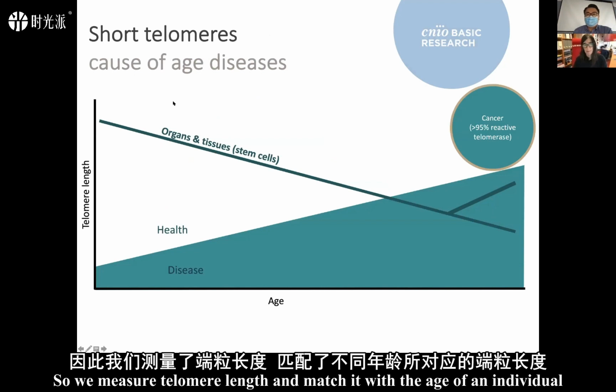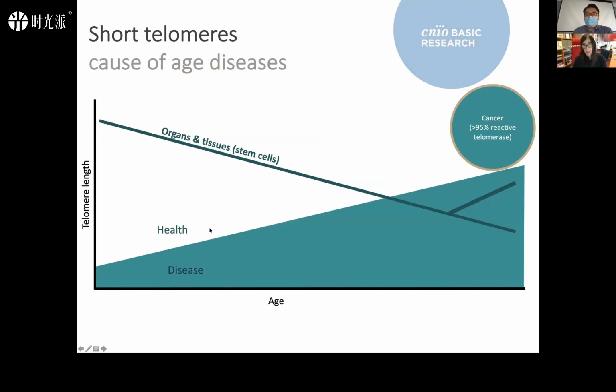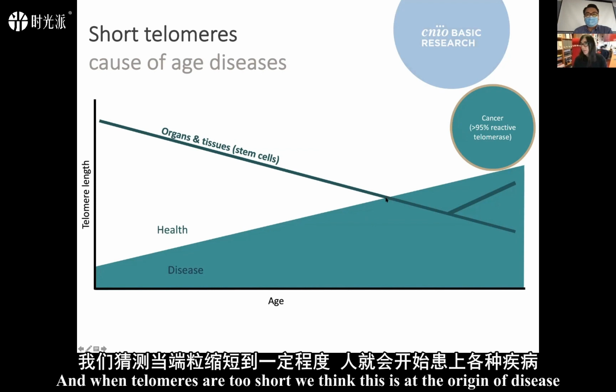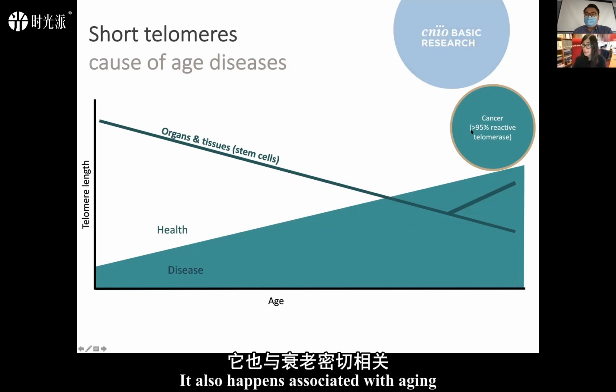So if we measure telomere length versus the age of an individual, the telomeres shorten in all organs and tissues, and this also includes the stem cells. And when telomeres are too short, we think this is at the origin of disease. Cancer is an age-related disease. It also happens associated with aging.